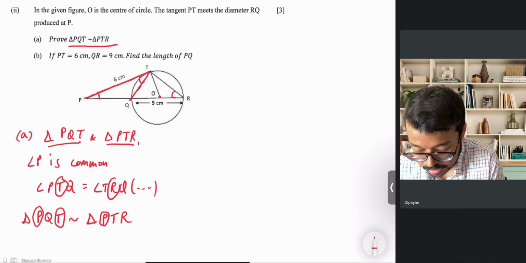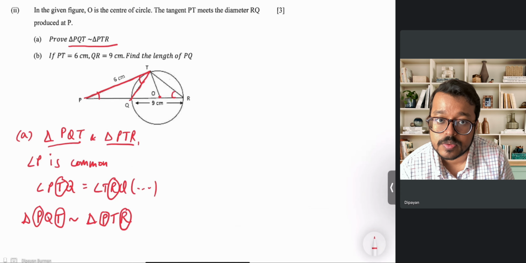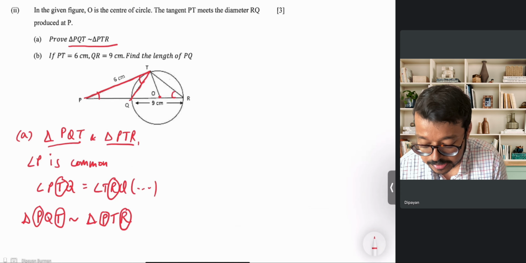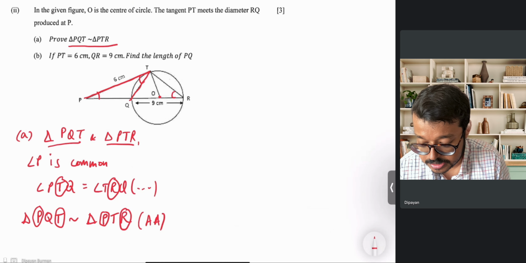TRQ, which is angle R in the second triangle. So since I have two angles equal, two corresponding angles equal, the triangles are similar because of AA similarity criteria. Okay, so the first part is done.